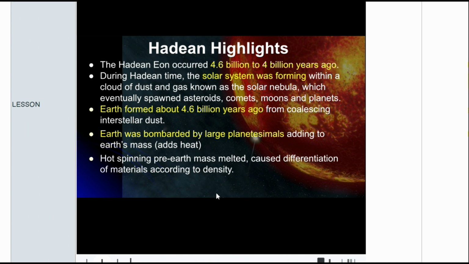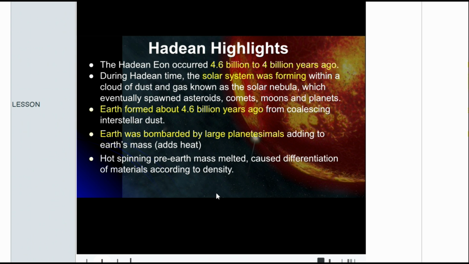The Hadean Eon was from 4.6 billion years ago to 4 billion years ago. During that time, this is when the solar system is forming. So the beginning of Earth, the beginning of all of the planets, everything is forming up and starting to become our solar system as we know it. So it starts off with the Solar Nebula. You have all of the dust and the gas in that area.